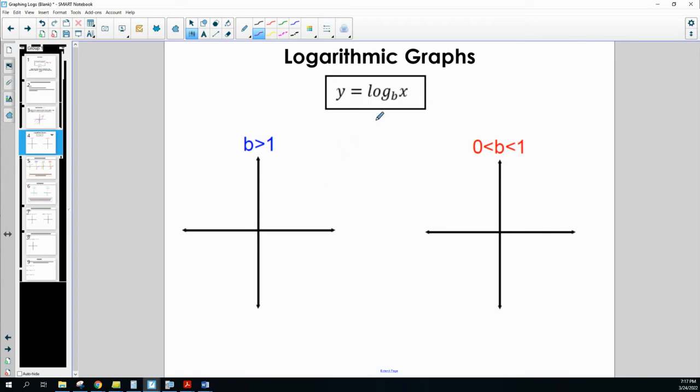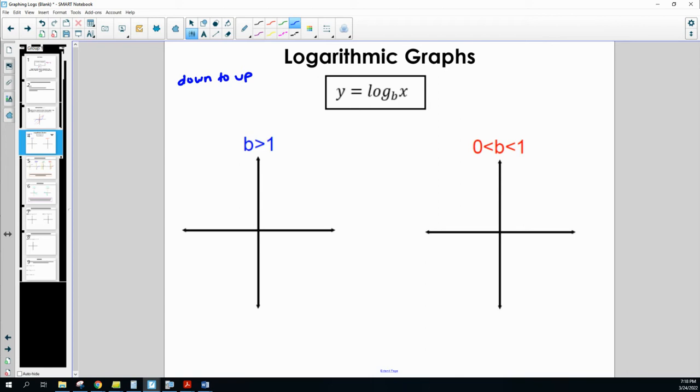So y equals log base b of x is your basic function. And we have two options that b can be. Just like with an exponential, our b, which is our base, could be greater than 1 or between 0 and 1. When b is greater than 1, our exponential graph is a growth, and if it's between 0 and 1, it's a decay. In this case, we don't really call them growths or decays. So when b is greater than 1, I'm going to call this down to up, and this will make a little bit of sense when we get to it.